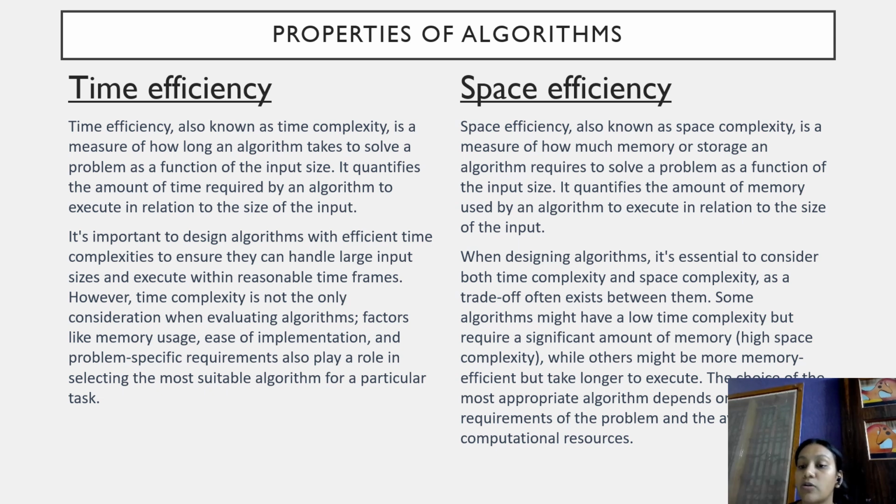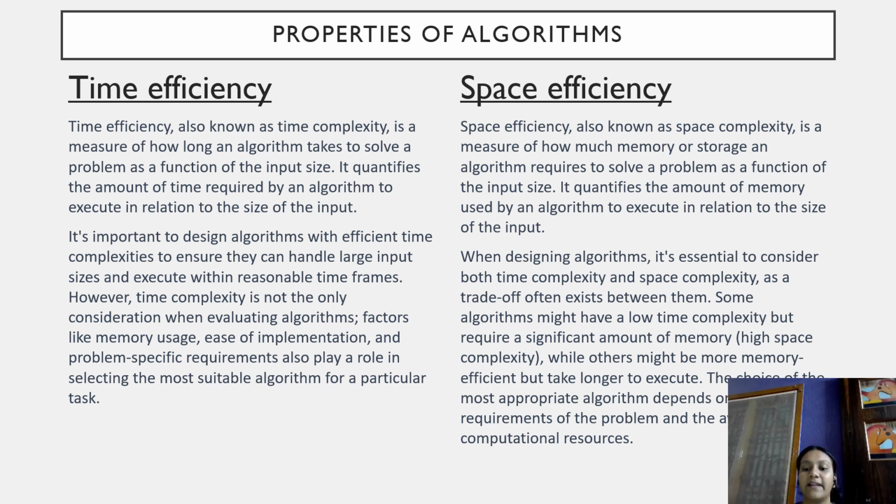Space efficiency, also known as space complexity, is a measure of how much memory or storage an algorithm requires to solve a problem as a function of the input size. It quantifies the amount of memory used by an algorithm to execute in relation to the size of the input. When designing algorithms, it's essential to consider both time complexity and space complexity as a trade-off often exists between them.